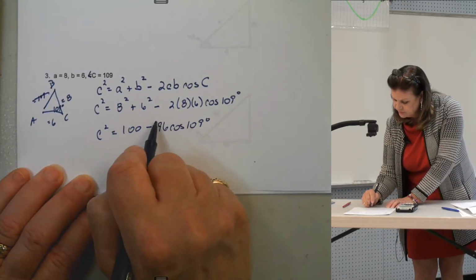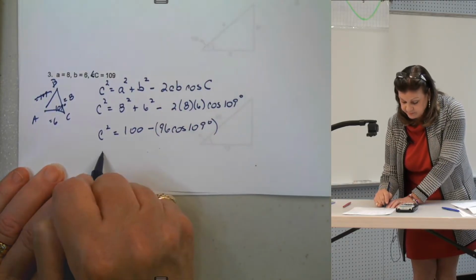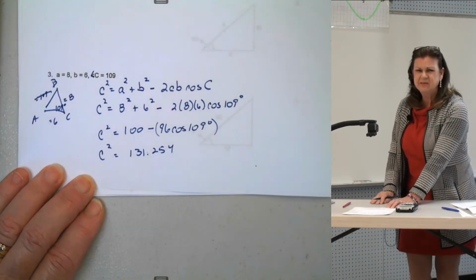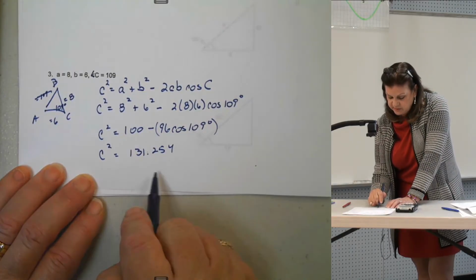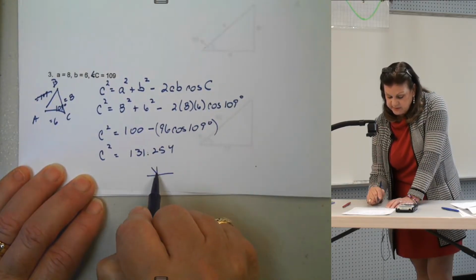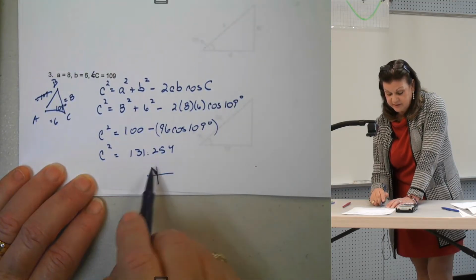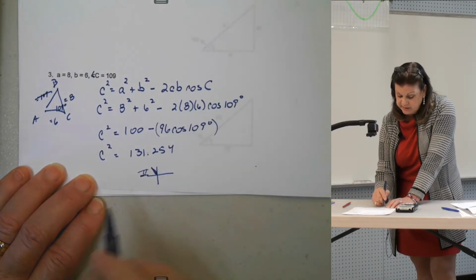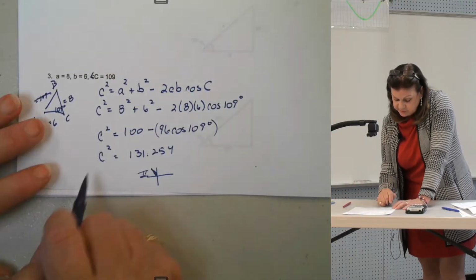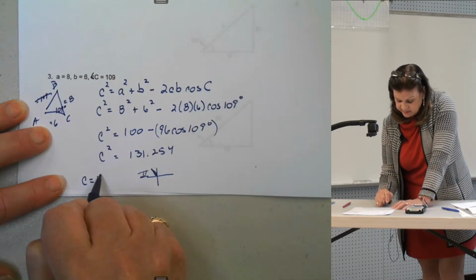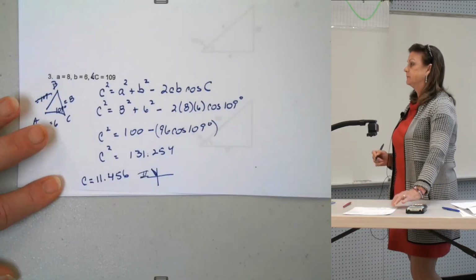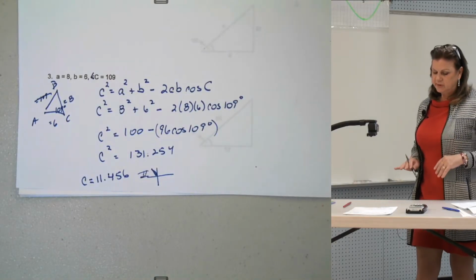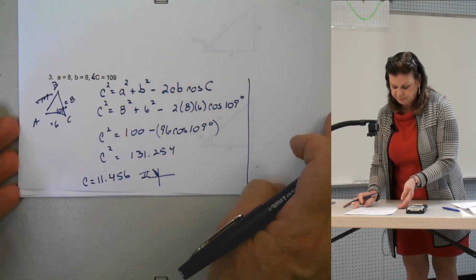You're going to notice your answer here is going to be negative, which means you're adding it. So your C squared is going to be 131.254. Does that make sense, that we'd end up with a negative answer there? Well, think about your unit circle. 109 degrees is in quadrant 2, right? And my cosine values in quadrant 2 are negative. So that makes perfect sense. When you take the square root of 131.252, you get a length of the C side of the triangle of 11.456. So again, if you get that negative answer, just think where your angle is and what quadrant you're dealing in. And then you're good to go.